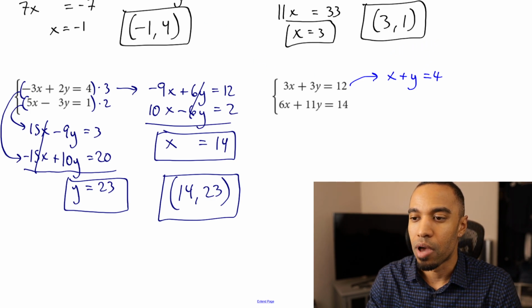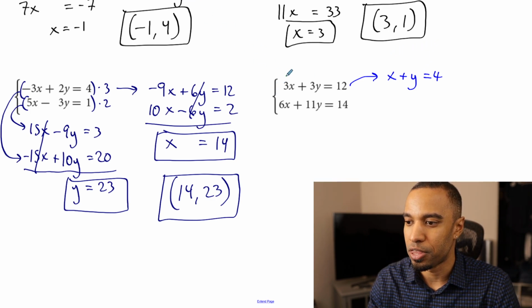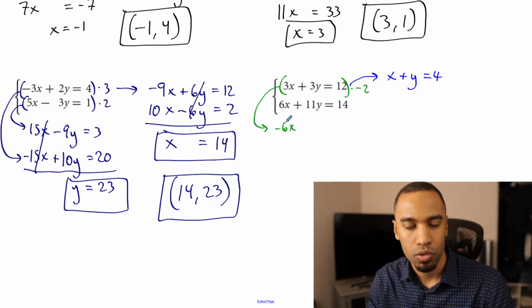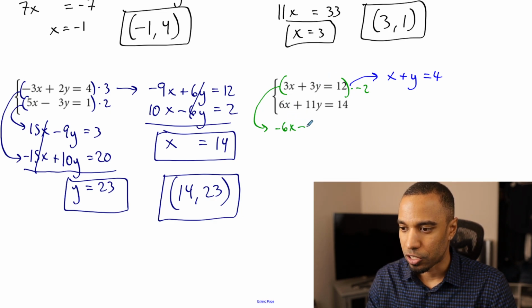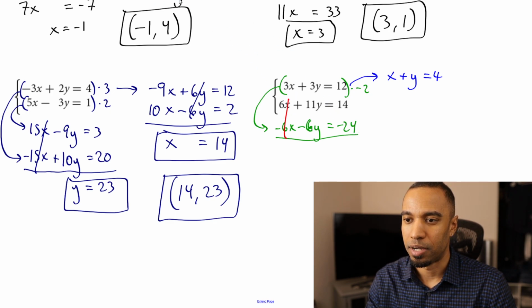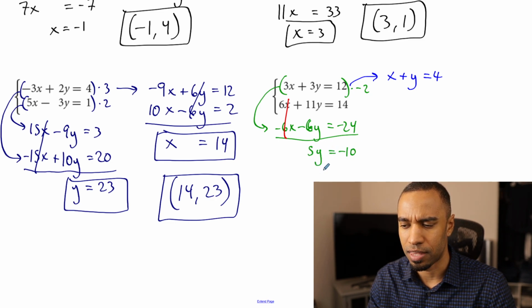Okay, let's go ahead and take this, though. Let's multiply everything up here by negative 2. Once again, I want to turn this into negative 6x. I want to line it up so they cancel. Negative 6y equals negative 24. Everything there's negative. The x's cancel, and I'm going to now get 5y equals negative 10, I do believe, and then divide by 5, y equals negative 2.